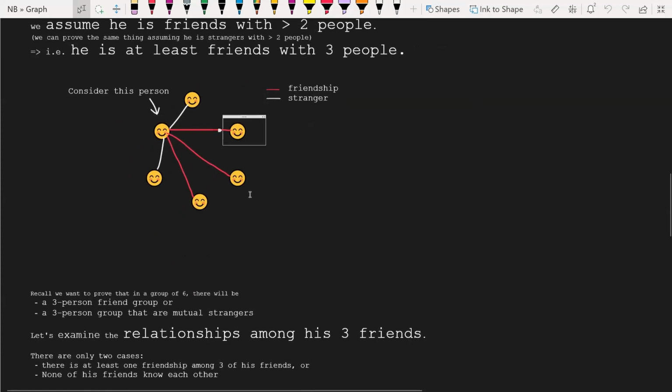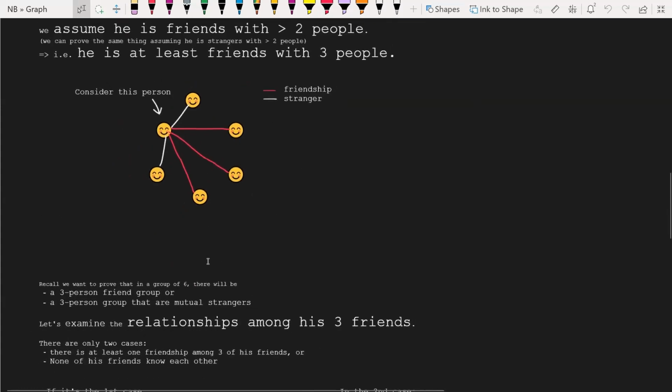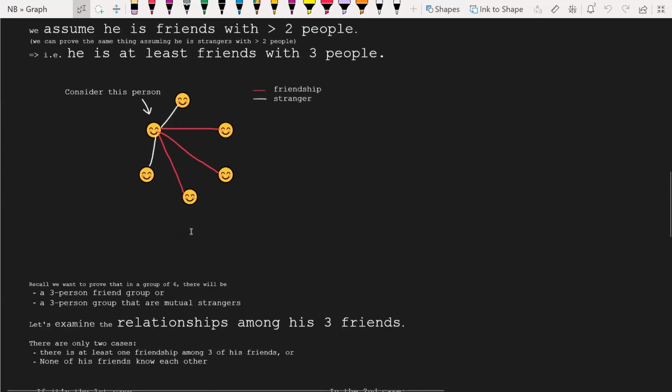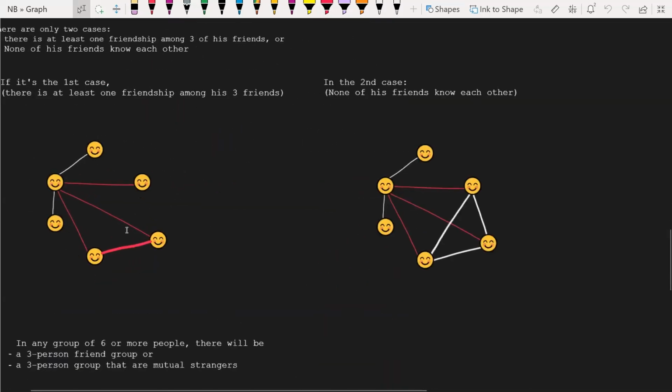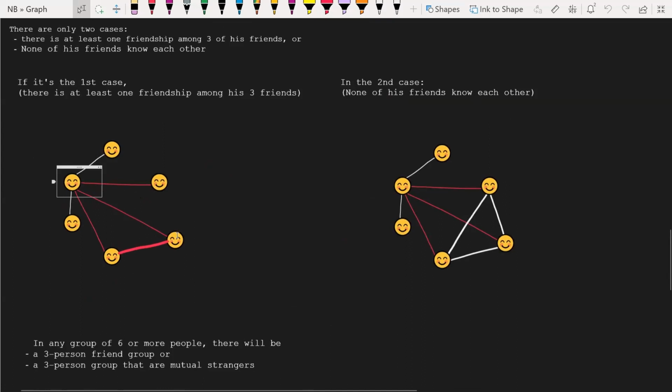Right? So after step 1, we went on to consider that given that he is at least friends with 3 people, we drew this diagram, and we are now considering the relationships among his 3 friends. And in examining the relationships among his 3 friends, we've noticed that there are only 2 cases, where the first case is that there is at least one friendship among his 3 friends, thus making a red triangle, or the other case will be that none of his 3 friends are friends with each other, thus making a white triangle. And this ends our proof.